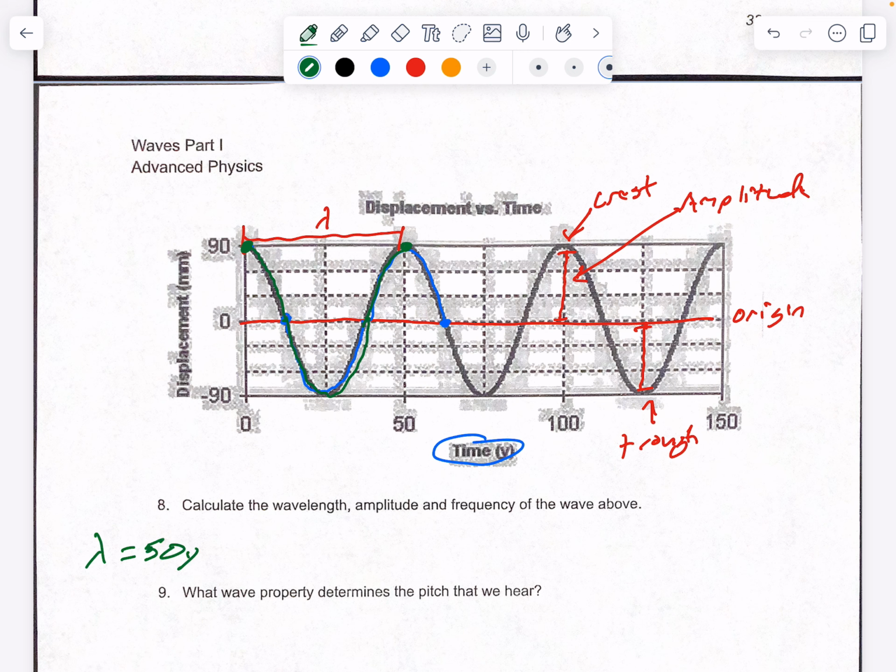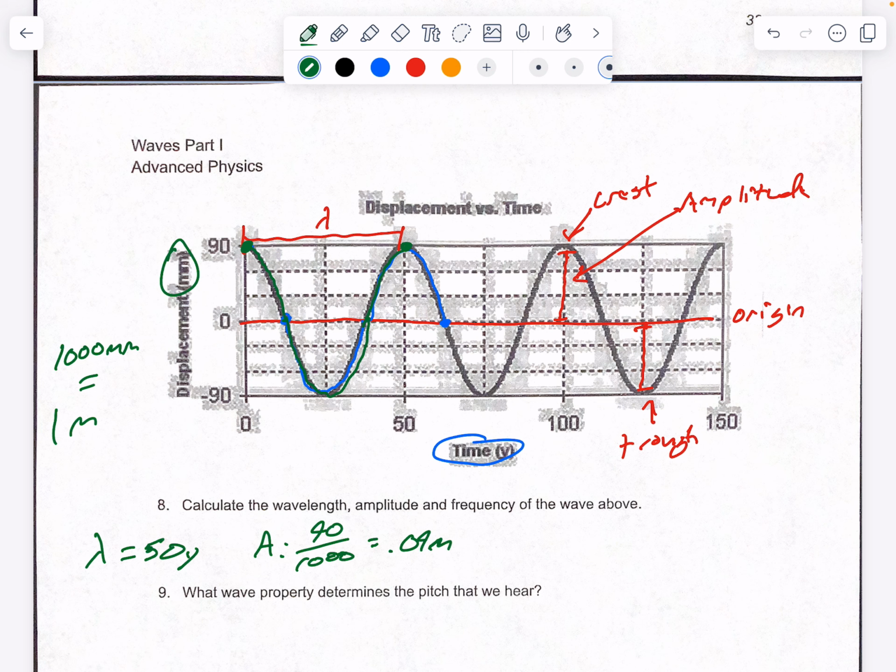Okay, amplitude, we're going to figure out how high is the wave. So it goes from 0 to 90. Just be careful with this. That is a millimeter. There are 1,000 millimeters equals 1 meter. So I'm going to take that 90. My amplitude is going to be 90 divided by 1,000, and that's going to give me 0.09 meters. So that is the height of my wave.